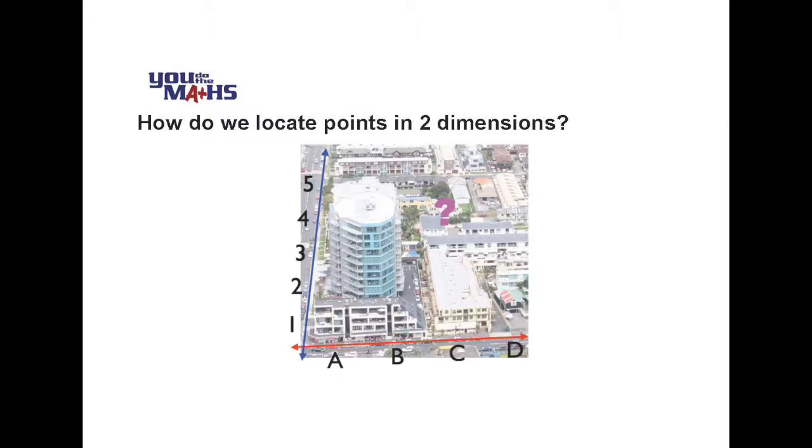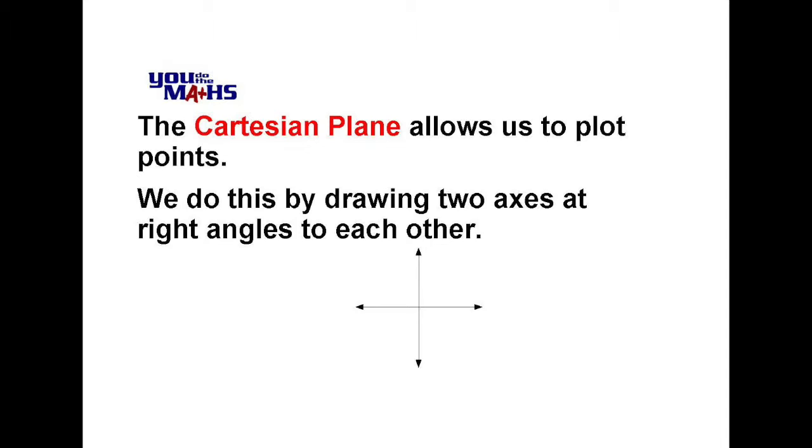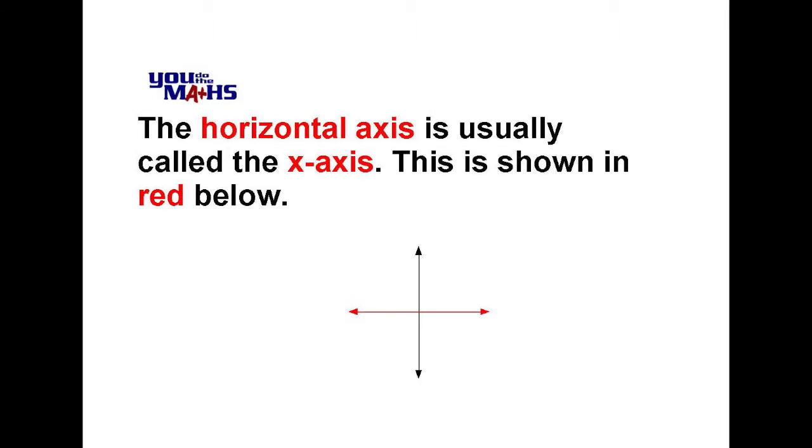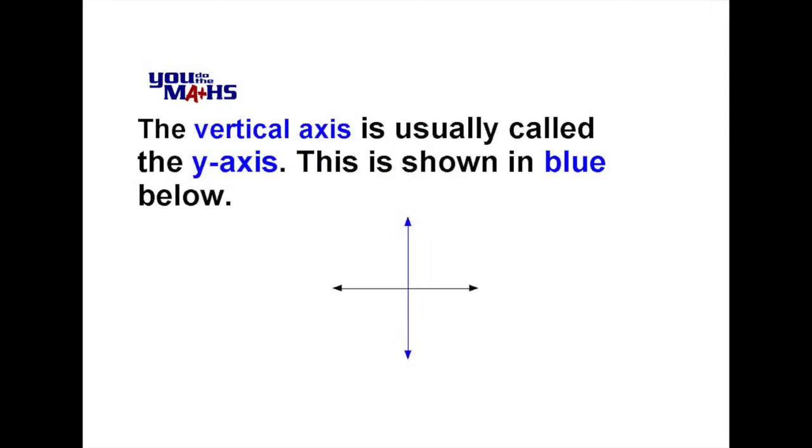Let's look at how we can do that accurately in mathematics using what's called a Cartesian plane. Let's have a look at some of the key features of the Cartesian plane. First of all, we draw two axes at right angles to each other. These axes are shown in the black lines with arrows. The horizontal axis, or what we call the x-axis, is shown here in red. The vertical axis, which is often called the y-axis, is shown here in blue.